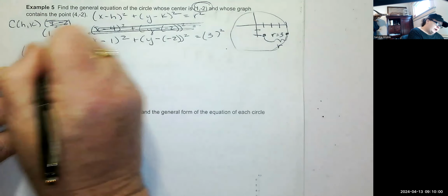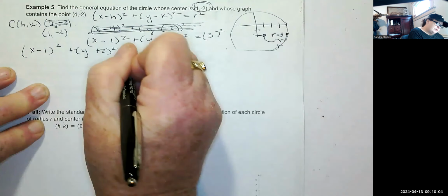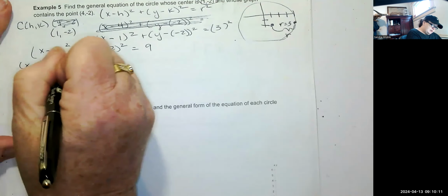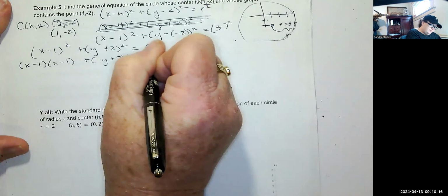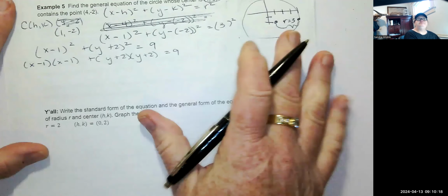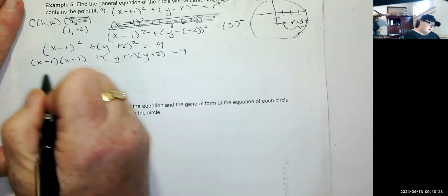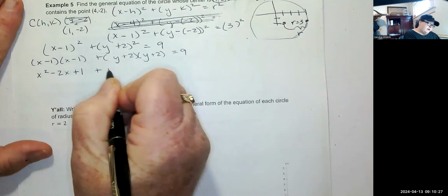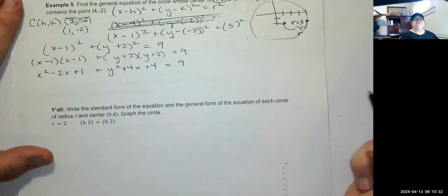X minus 1 squared plus y plus 2 squared is equal to 9. All right, now let's just expand it. X minus 1 times x minus 1, y plus 2 times y plus 2 is equal to 9. FOIL it, box it, whatever you got to do to multiply these two binomials. X squared minus 2x plus 1, y squared plus 4y plus 4 is 9.